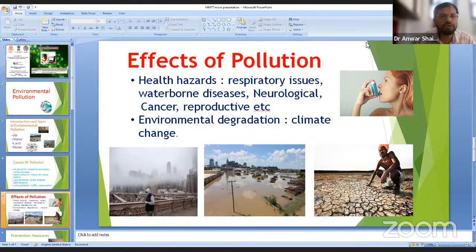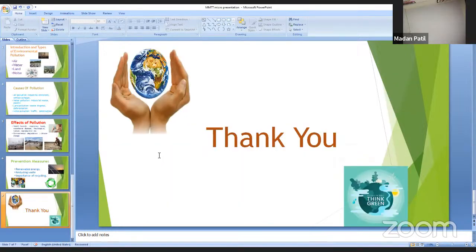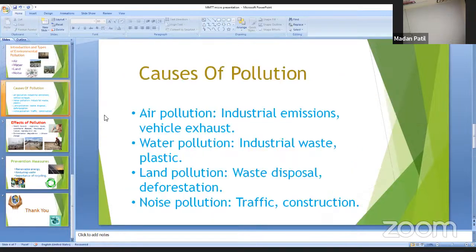Please go to the assessment tools. By providing the causes of pollution from air pollution, water pollution, land pollution, and the effects of pollution, which are the major factors: health hazards and environmental degradation like climate change.